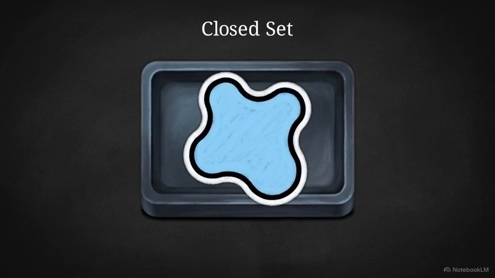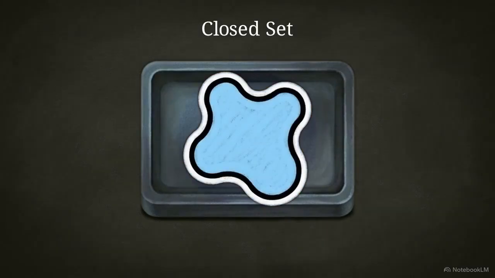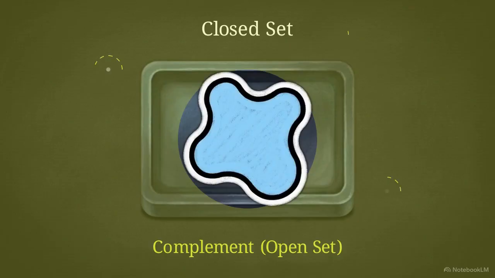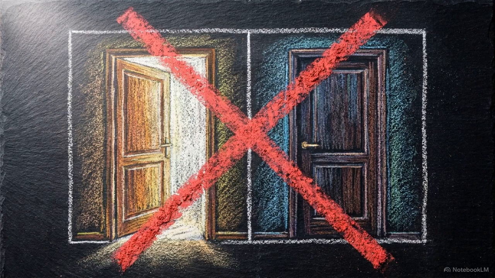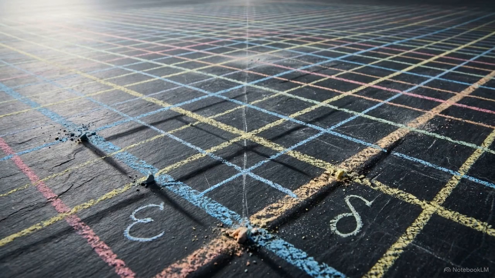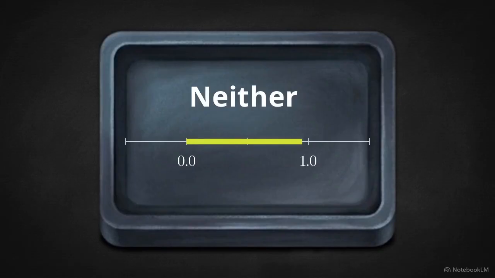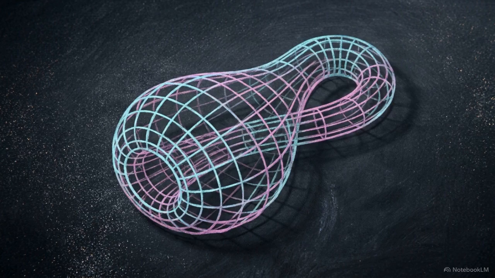A closed set is defined by its relationship to the space around it. We call a set closed if its complement, everything outside of it, is an open set. It's a common mistake to think that if a set isn't open, it must be closed. But sets aren't like doors. They can be both open and closed, like the entire space itself. Or they can be neither, like an interval that includes one endpoint but not the other. Treating open and closed as independent characteristics is the first step toward understanding the structure of more complex topological spaces.